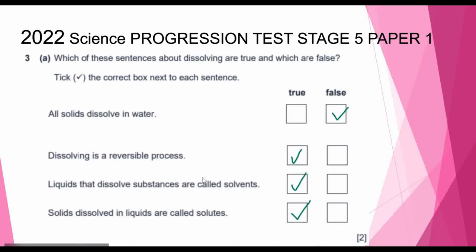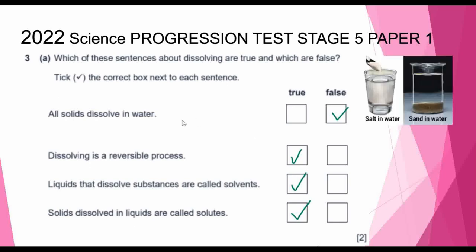Let's check the answer. All solids dissolve in water. It is false. Dissolving is a reversible process. It's true, as we can obtain the solid back by evaporation, and liquids that dissolve substances are called solvents. It's true. Solids dissolved in liquids are called solute. So this is an example of not all solids dissolve in water. Sand is not dissolved in water, while salt is dissolved in water.